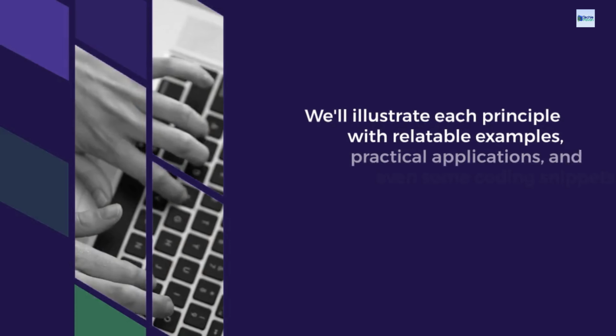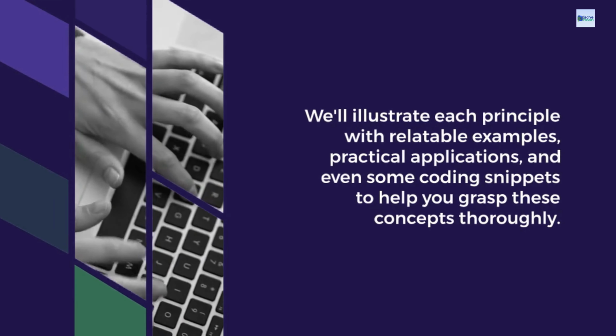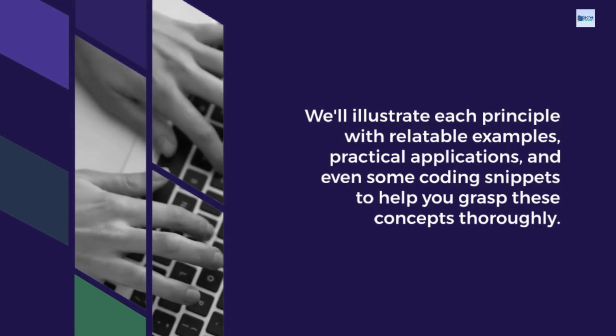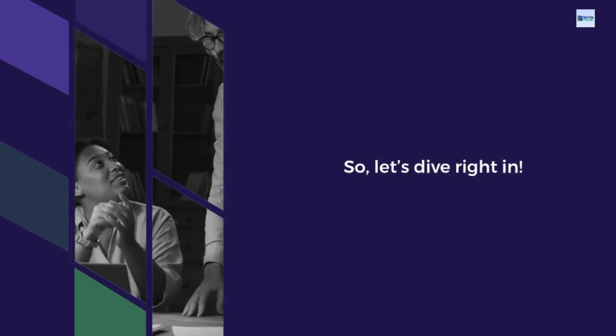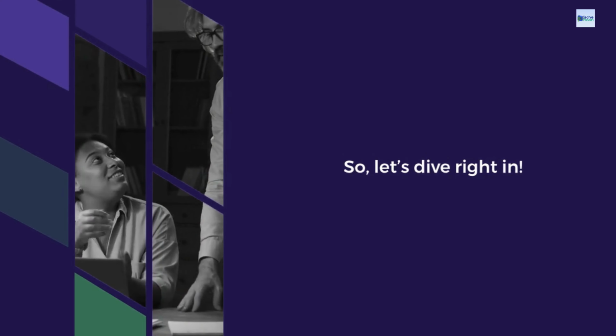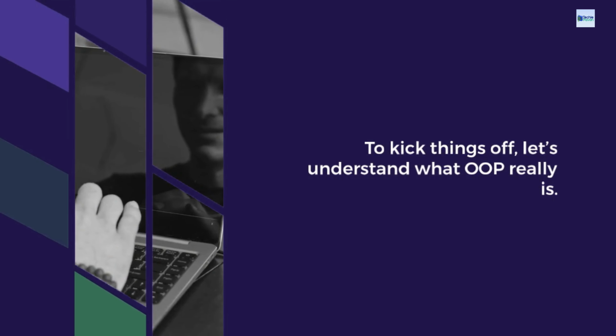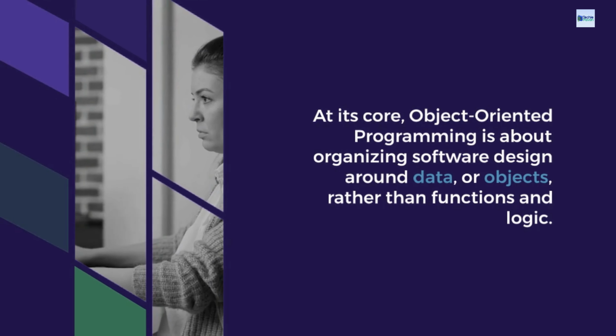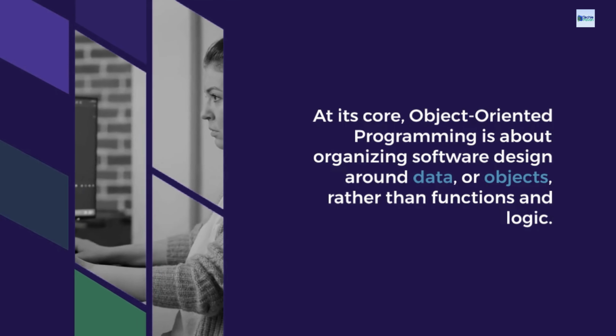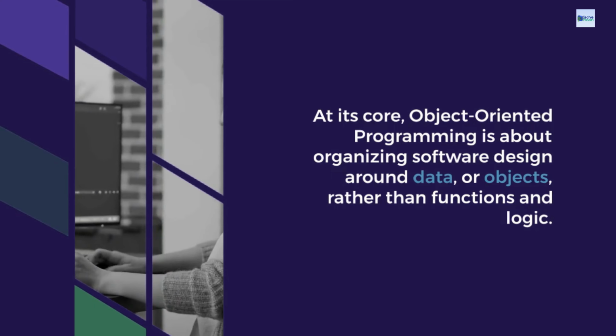We'll illustrate each principle with relatable examples, practical applications, and even some coding snippets to help you grasp these concepts thoroughly. So, let's dive right in. To kick things off, let's understand what OOP really is. At its core, object-oriented programming is about organizing software design around data, or objects, rather than functions and logic.